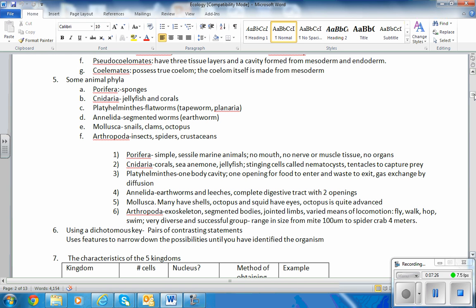What now? Like lobsters, shrimp and stuff. Yes. Oysters, yeah. And then we have arthropoda.